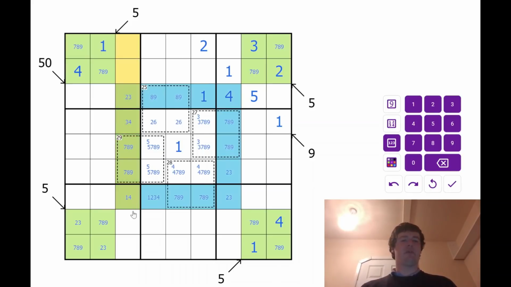Now, where in column 3 can we place a 2? It doesn't go here because of the 2-3 pair. We can see it doesn't go in any of those. It doesn't go in either of these because of the 2s over here. So this square must be a 2.